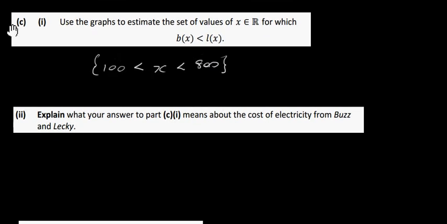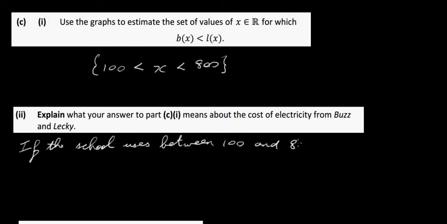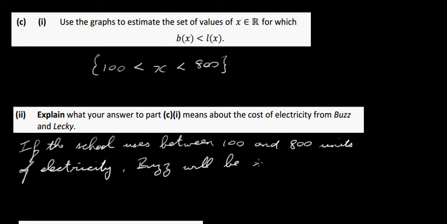So let's just put that in there. So if the school uses between 100 and 800 units of electricity, Buzz will be cheaper. And Lecky.